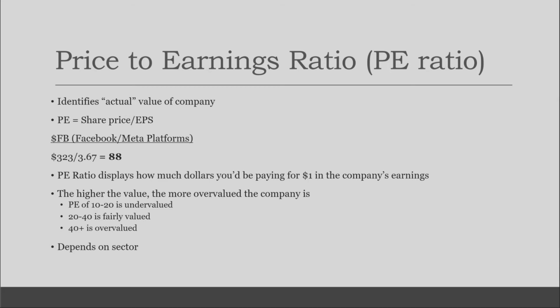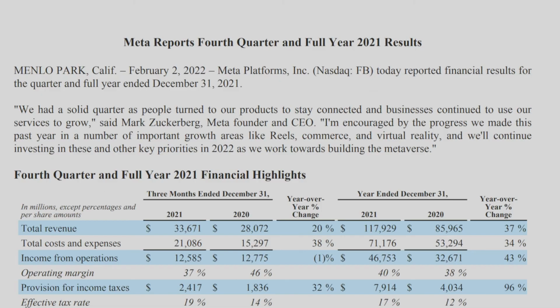In the financial sector, however, because it is overall transparent and has little uncertainty, the PE ratio will typically be extremely low, showing an undervalued number. This does not mean that the price of the financial sector will increase. So in order to accurately use the PE ratio to your advantage, you would need to look at the PE ratio sector by sector. Let's quickly take a look at Facebook or Meta Platform's earnings report.